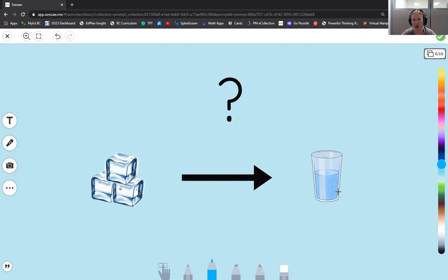I'm sure there's more than one way. What do you think? If it were me, I would set it on the counter for a little bit, or I'd put it outside in the summertime. I'm sure it would melt very quickly.